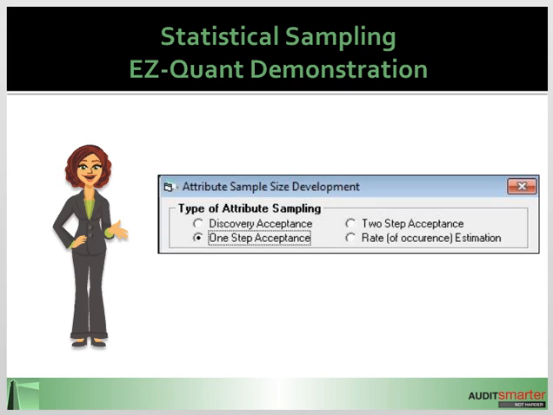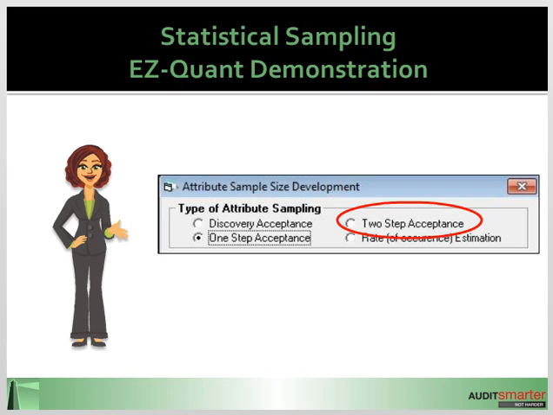We'll start with the most universally recognized form of attribute sampling. This one is most often shown in your college audit textbooks. EasyQuant calls it the one-step approach. Although this is universally taught, it's not the most efficient attribute sampling method. By the way, EasyQuant does do the most efficient method, which is stop and go. EasyQuant calls stop and go the two-step acceptance method, and two-step is a modified version of true stop and go. And of course, we do cover that method in our training. However, college textbooks rarely, if ever, show it.